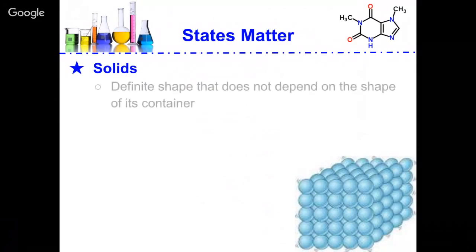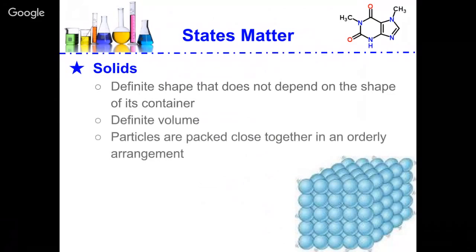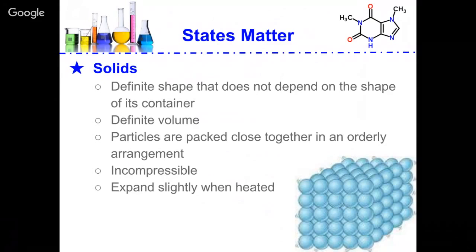Solids is first, and it has a definite shape that does not depend on the shape of its container, a definite volume. The particles are packed close together and in an orderly arrangement. They're incompressible, which means that if you push on them, they don't move very much. They don't get closer together. They expand slightly when heated. Now remember, when I say expand slightly, I mean the spacing between the particles is going to get larger. The particle itself does not gain in size. It's just the space between the particles that will expand.